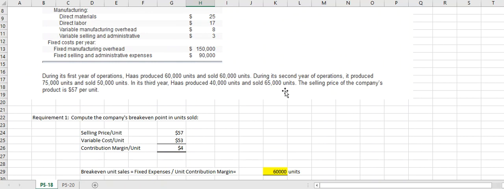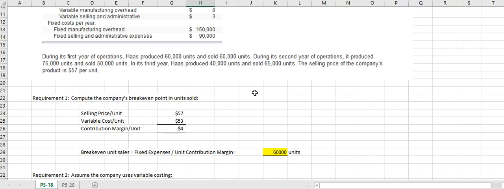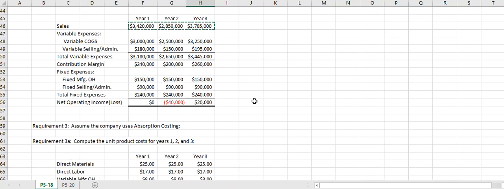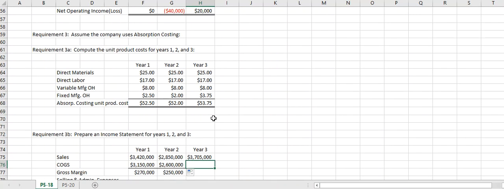So we actually sold more units in year 3 than we produced in year 3, and that matters because we have a different cost per unit depending on what year the units were manufactured. So we are actually selling some stuff that we manufactured in year 2. If it says we sold 65,000 but we only made 40,000, the other 25,000 has to come from year 2 inventory.